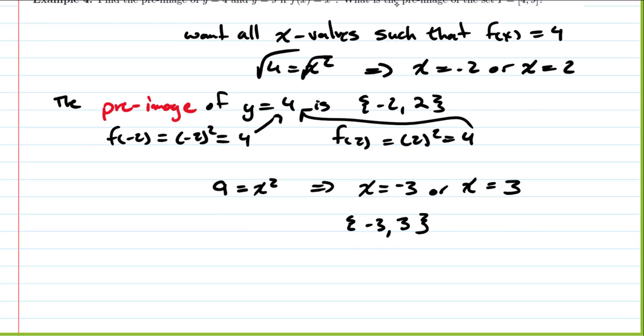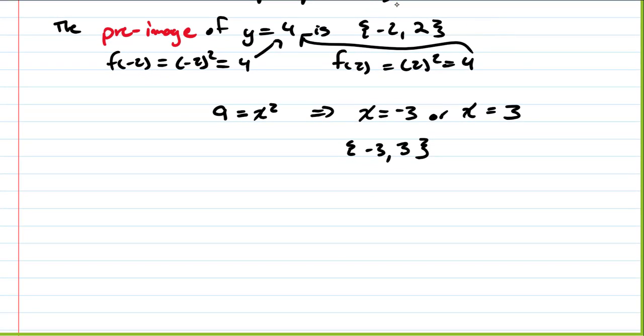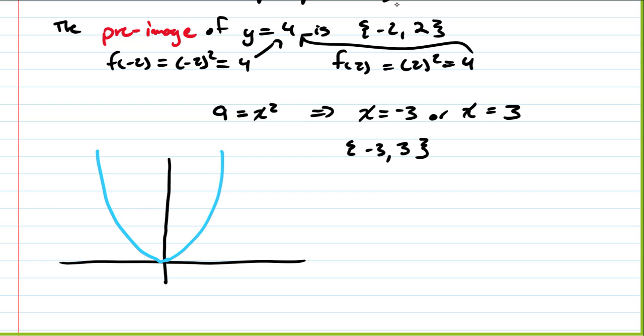So now, what would be the pre-image of the set from 4 to 9? So we need all of the x values that will get sent into the set 4 to 9. Well, luckily, we just kind of found that. So let me sketch a picture of what we just found. So our rule is f of x equals x squared, right?